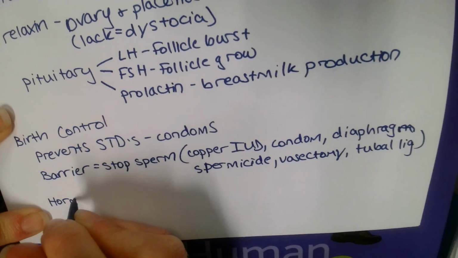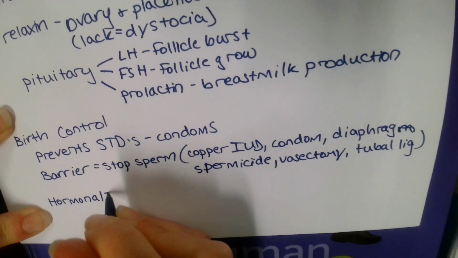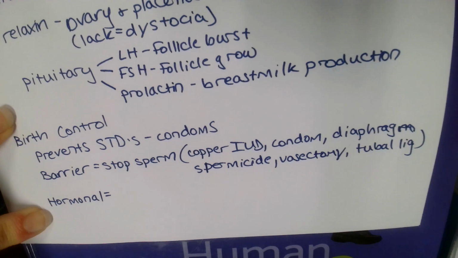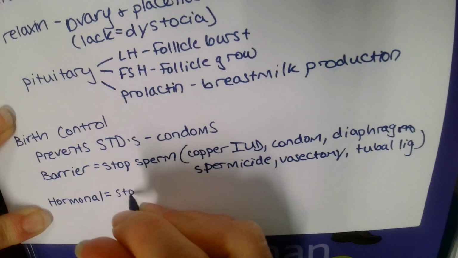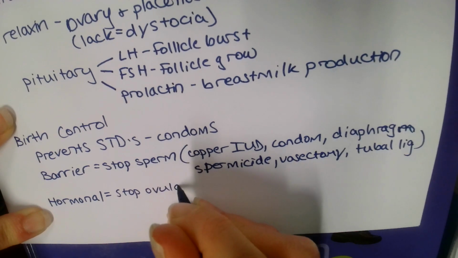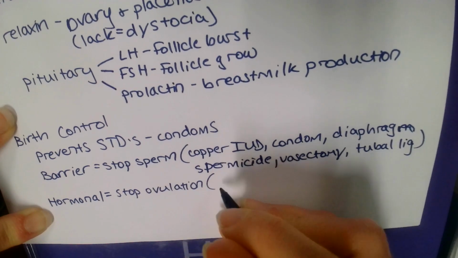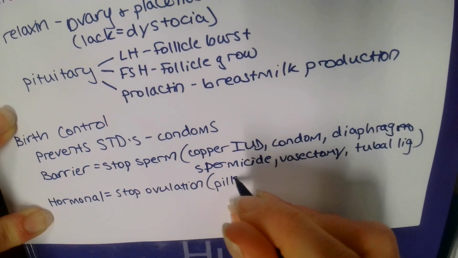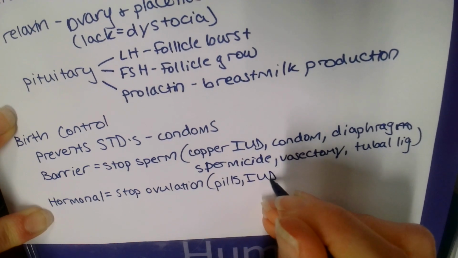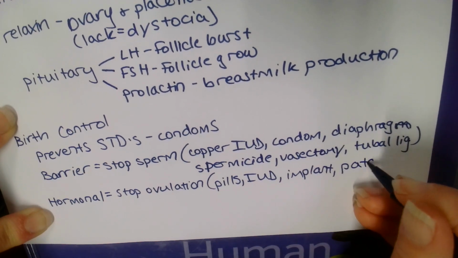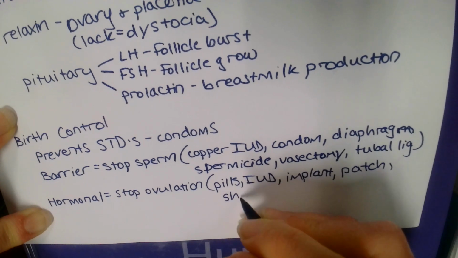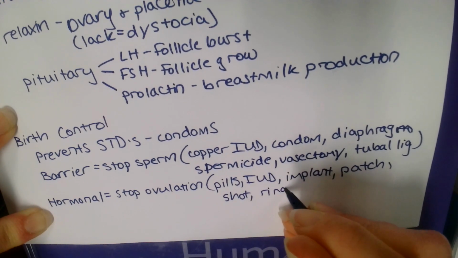Hormonal is going to keep the levels of progesterone and estrogen really high. So it's a negative feedback pathway to the pituitary, so it doesn't release LH and FSH. So it stops ovulation from occurring. So that is anything with hormones in it. So that would be pills, IUD, an implant, patch, the shot, the ring.